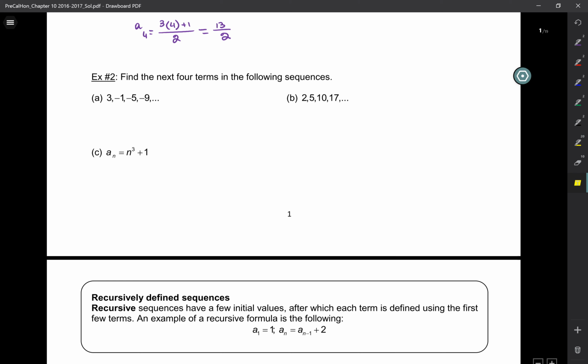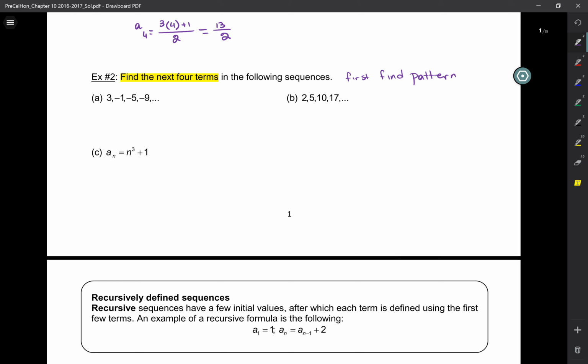A lot of times sequences have a pattern, and if you want to find consecutive terms in the sequence, what you first have to do is find their pattern. All right, so here it says find the next 4 terms in the sequence. Well, let's first find the pattern. All right, and sometimes people just look at a sequence and they just see the pattern. I'm not one of those people. I have to do a little bit of an investigation, so let's just do that.